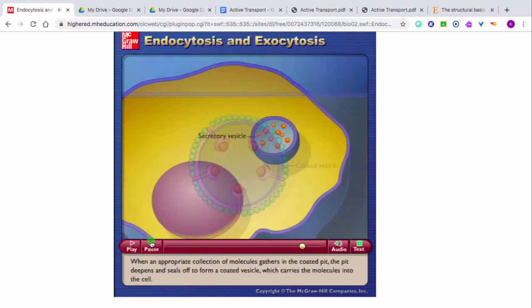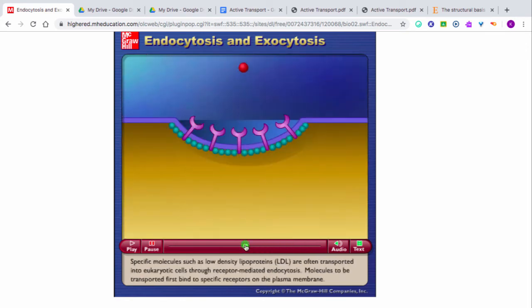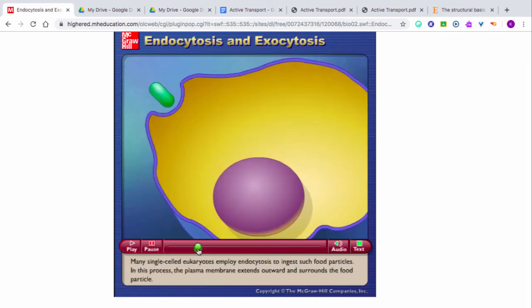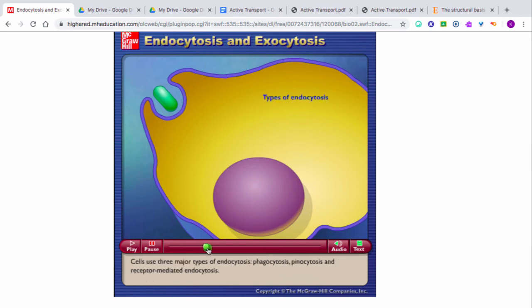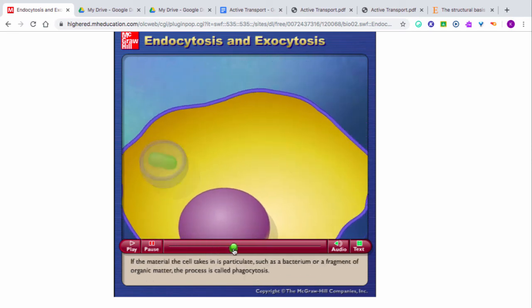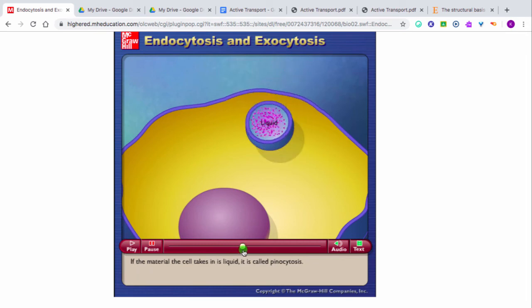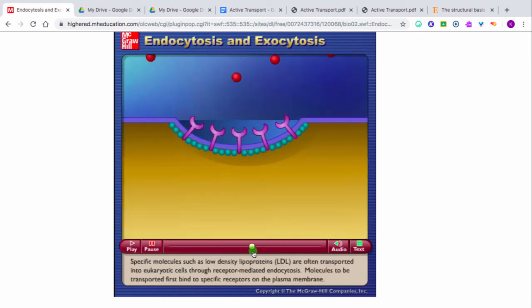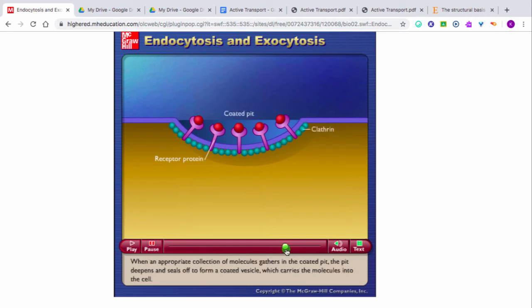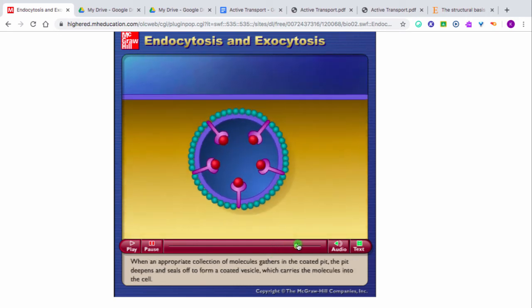Okay, so those are the three forms of endocytosis. Just to reiterate quickly, phagocytosis is the eating or ingesting of large particles. Pinocytosis is drinking, bringing in materials that are dissolved in liquids. So that's equivalent to the cell drinking. And then receptor-mediated endocytosis, which is specifically how cholesterol moves into the cell, binds with specific receptors and is brought into the cell that way.